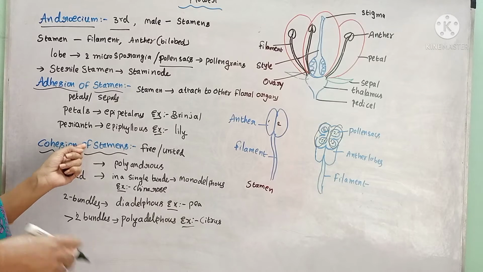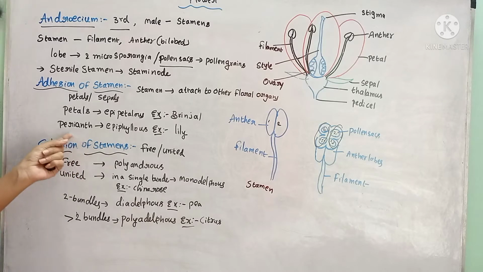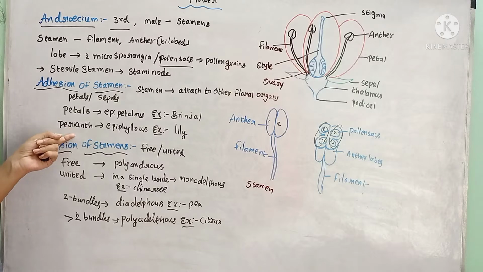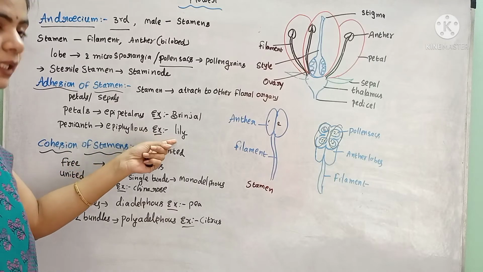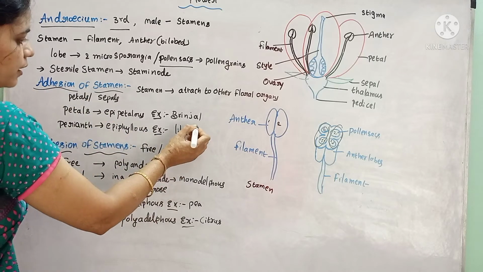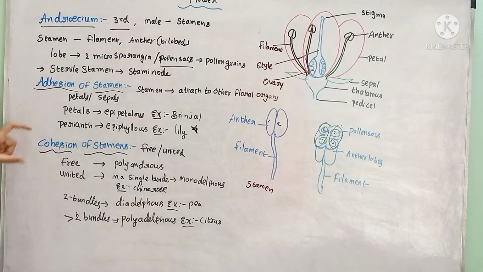Perianth is nothing but calyx and corolla together. If the stamens are attached to the perianth, that is called the epiphyllous condition, which is seen in lily. This is the most important. So where is it present? In lily. Next one is cohesion of stamens.